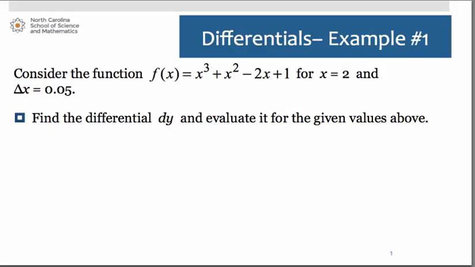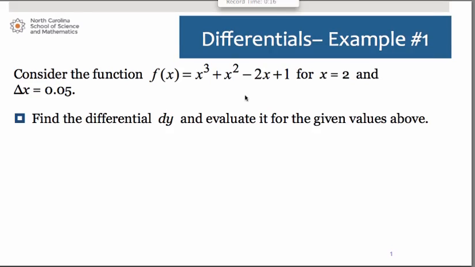Hi everyone, I have for you here two examples of working with differentials. As we go through, we're going to talk about the distinction between dy and delta y. We have here a cubic polynomial, x cubed plus x squared minus 2x plus 1, and we're going to consider that function at the x value of 2 and a delta x of 0.05. Think of the 0.05 as almost that delta neighborhood. It's similar to what we talked about when we did the formal definition of a limit.